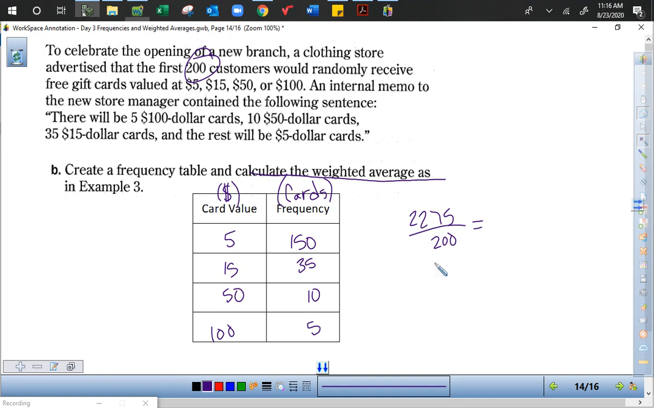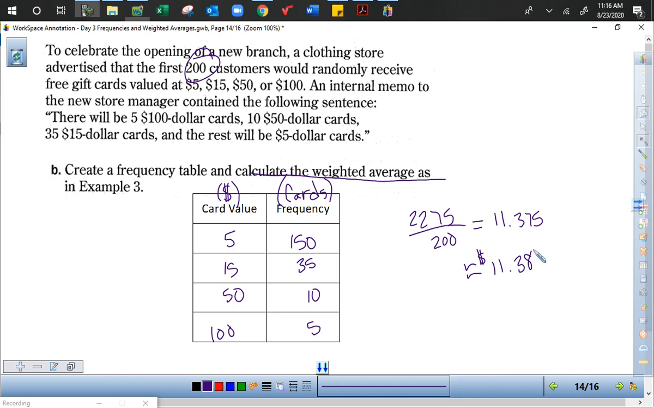Okay, type that in for me. Now, when you get this, 11.375, this is talking about the average value per card. We're going to round it to what makes sense then, which is about $11.38.